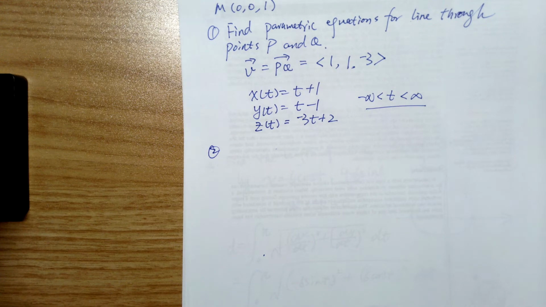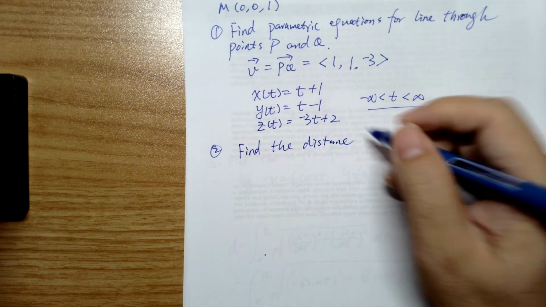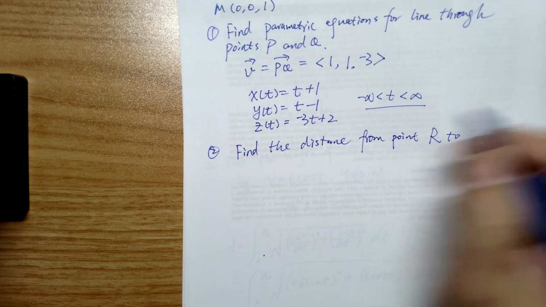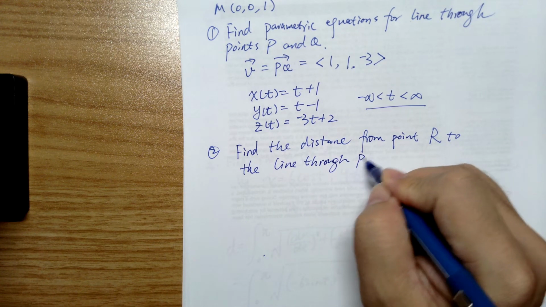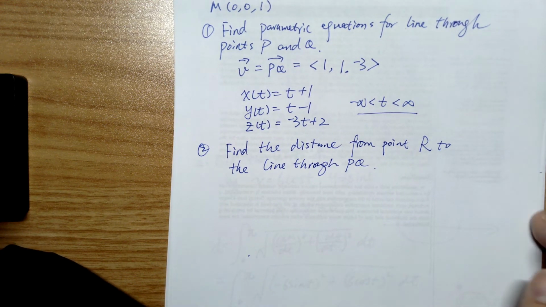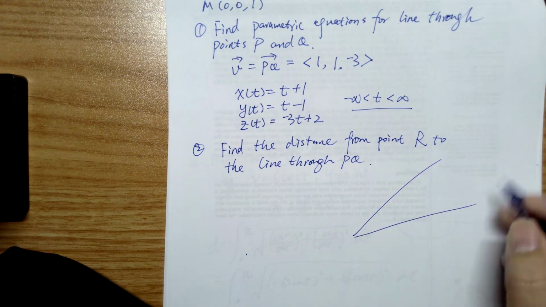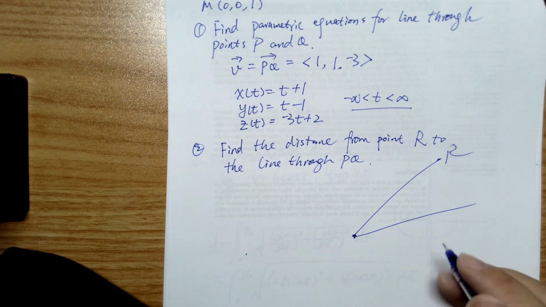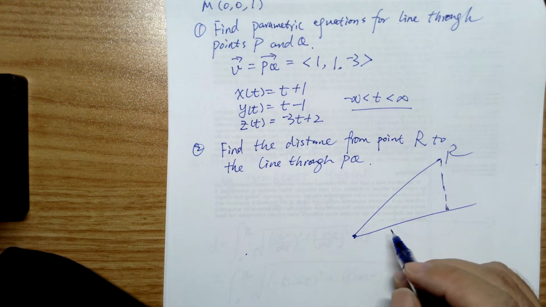Number 2, we want to find the distance from point R to the line through PQ. Okay, through PQ. So first let me give you an idea here. So suppose this is a point R. So this is the line here. Okay. So what we really want is this guy, right? So this is the line. And so how do we do that?